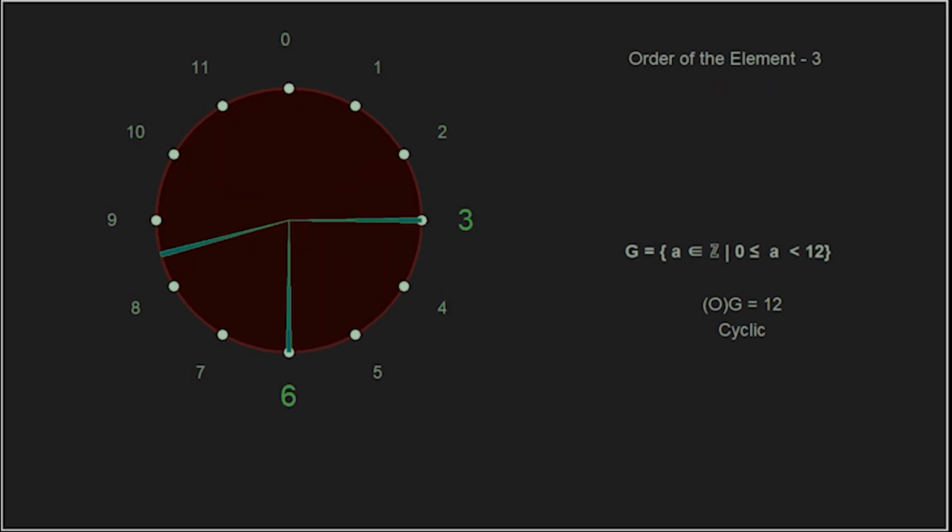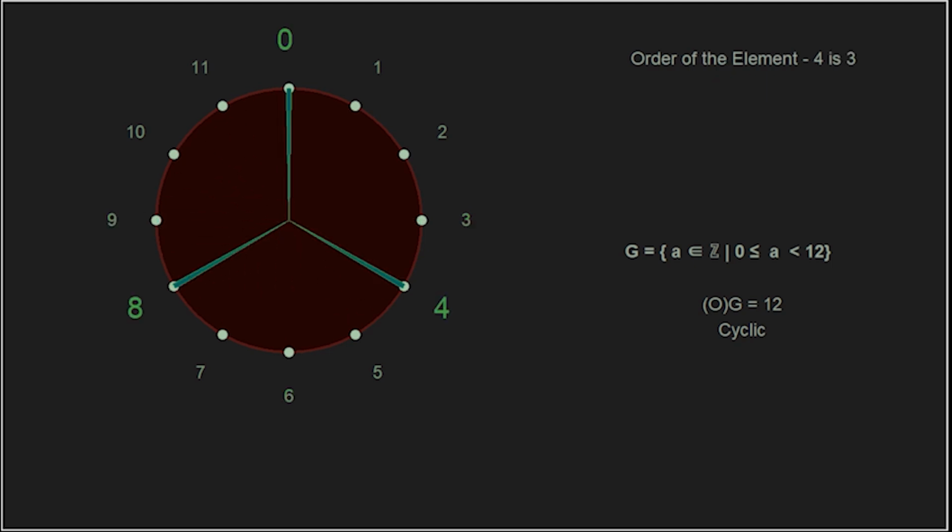The same scheme can be seen for the element 3. So 3 has an order of 4. For the element 4, 4 has an order of 3. Something interesting happens when we get to the element 5.